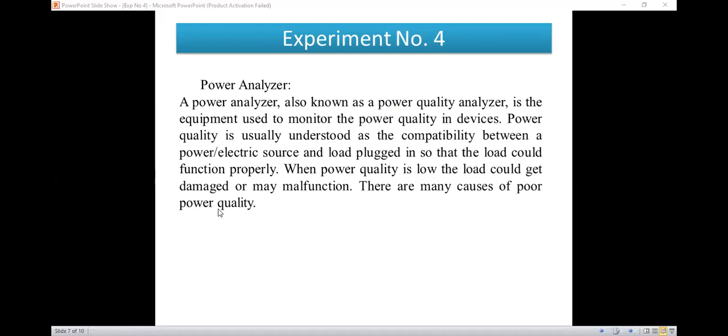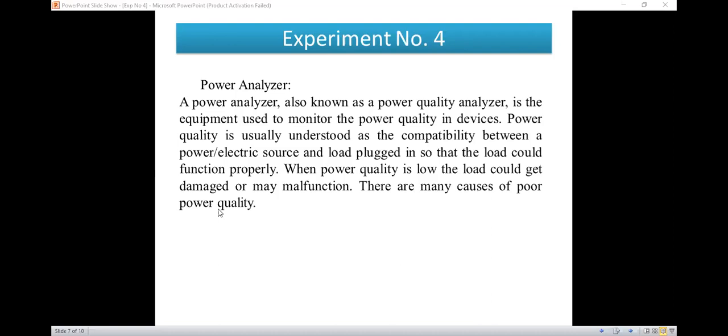Okay, so that means if an industry is working on some power, and this power has poor power quality, that means some distortion is there, some unbalancing is there, some voltage fluctuation is there, or some fault is there. In that situation, the power quality is an important part of the power system.